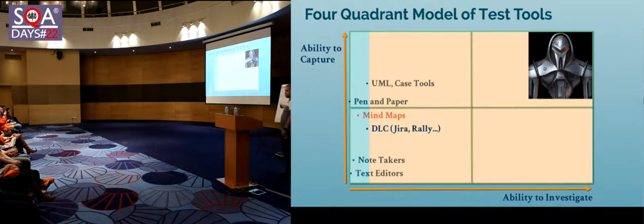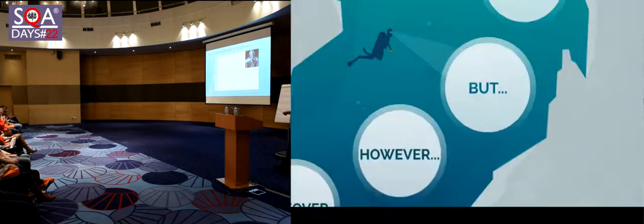Because this quadrant, it's about robots. It's coming. I don't believe that it will come in the short future because it requires robots with thinking, but also with emotions, opinions, and so on. So that's why in my talk I will focus on this ability to capture. Why I like mind maps from this perspective.